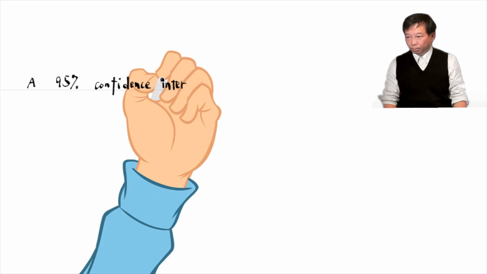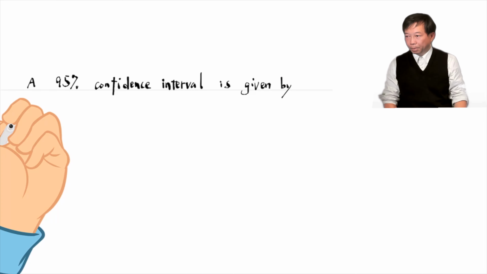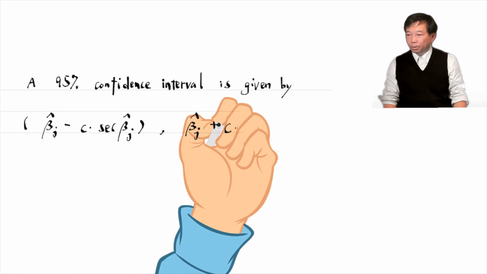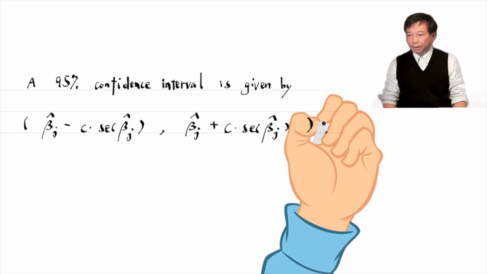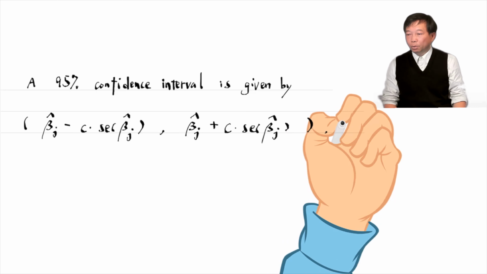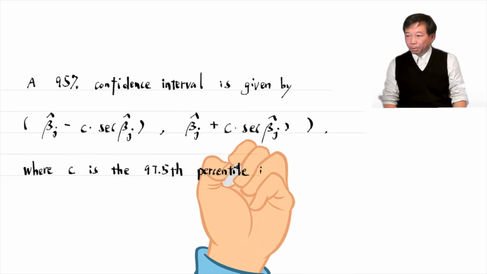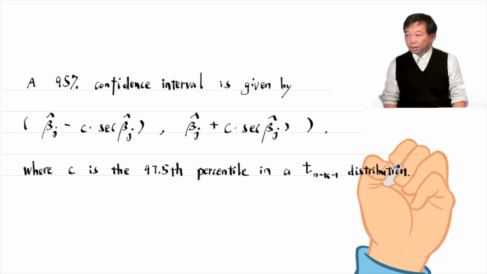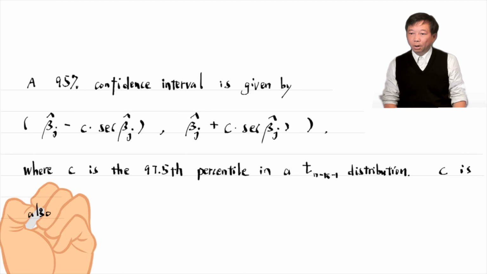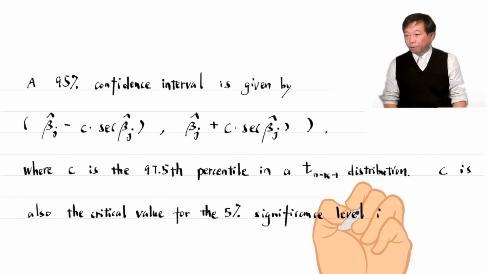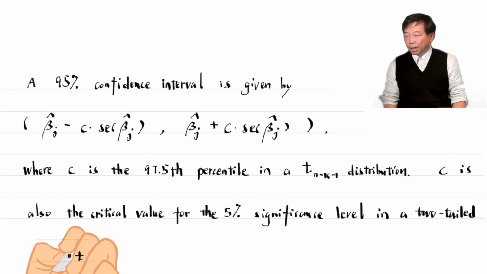A 95% confidence interval is constructed by its lower bound and its upper bound. The lower bound equals the OLS estimate minus C times the estimate's standard error, while the upper bound equals the OLS estimate plus C times the standard error, where C is the 97.5th percentile in a t-distribution with n-k-1 degrees of freedom. C is also the critical value for the 5% significance level in a two-tailed t-test.